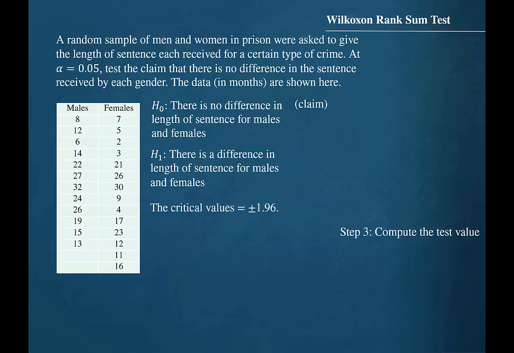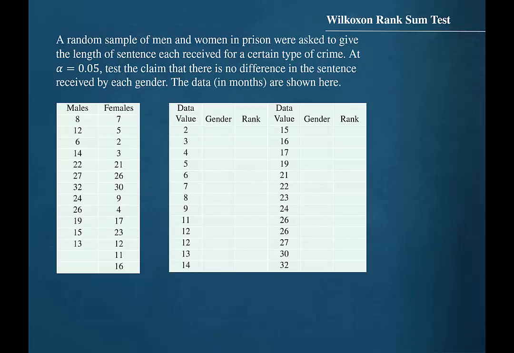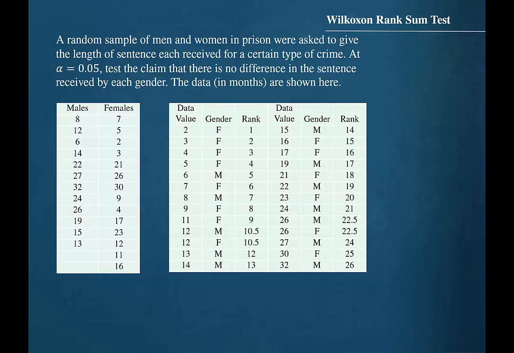Step 3 is to compute the test value. We will begin by placing the data values in order. Once this is done, each data value should be associated with the group that it came from. Then a ranking should be assigned to each data value.